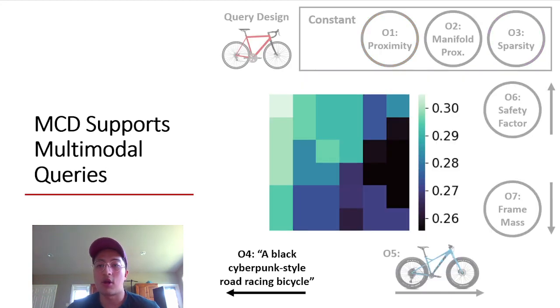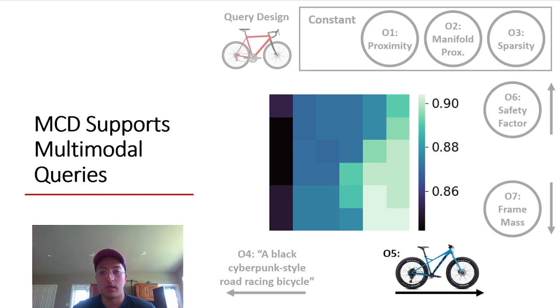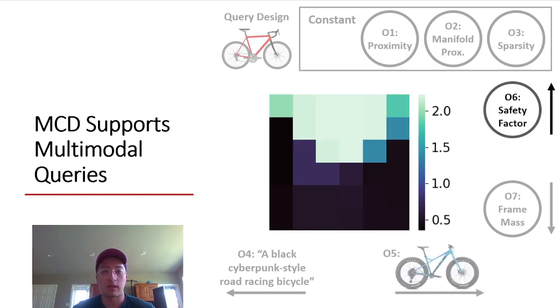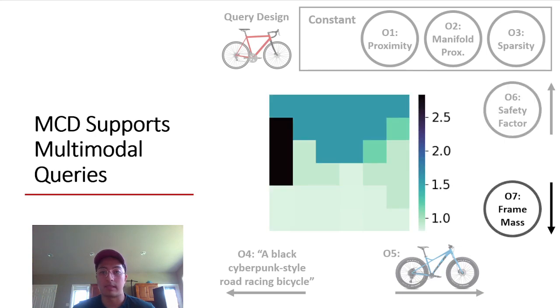It's a little hard to see how the objectives are satisfied based on the images, so I've included some of these heat maps that show the objective scores, and it's just a little bit easier to appreciate. This one shows text similarity, which is maximized on the left. Lighter is better. This one here is the image matching, prioritized on the right, safety factor, prioritized at the top, and frame mass, prioritized at the bottom.